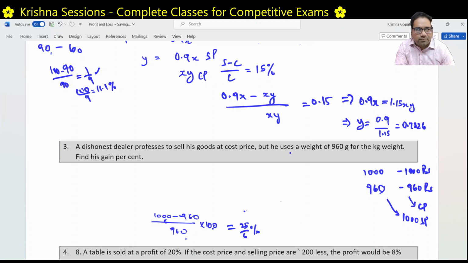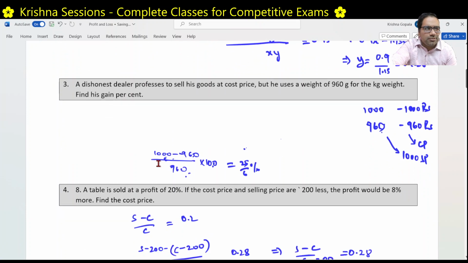Now, he is saying he is selling the goods at cost price. That means for these 960 grams, he's saying he's selling for 1,000 rupees, which is the cost price. So his original cost price is 960 and his selling price is 1,000. Selling price minus cost price by cost price: 40 by 960 into 100, which is equal to 25 by 6%.